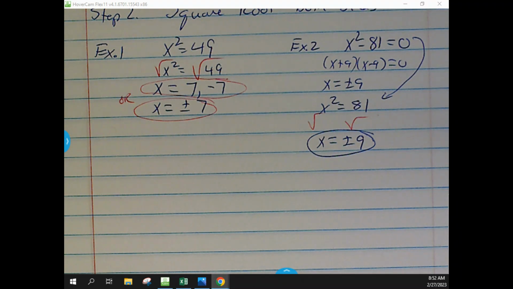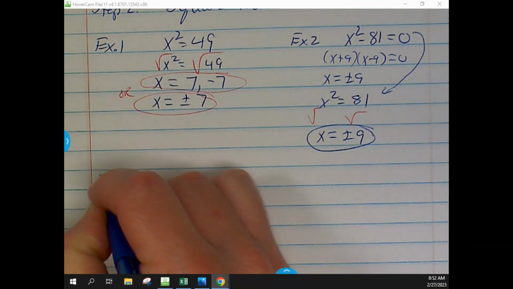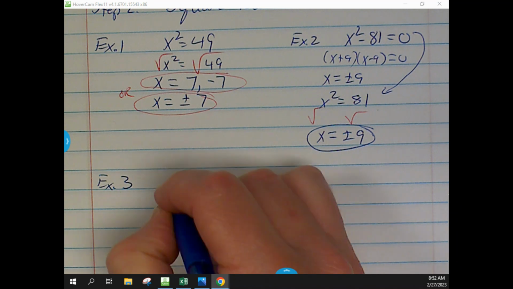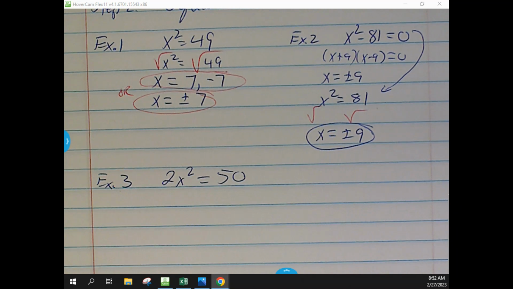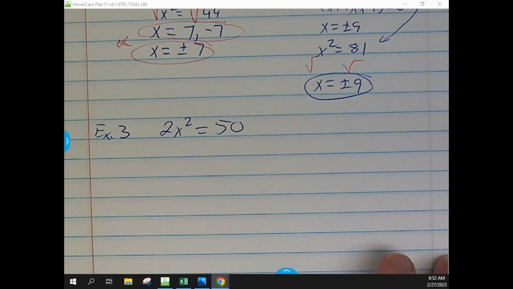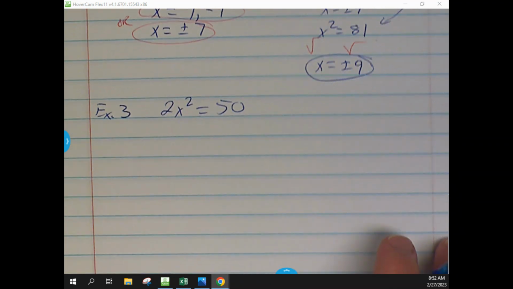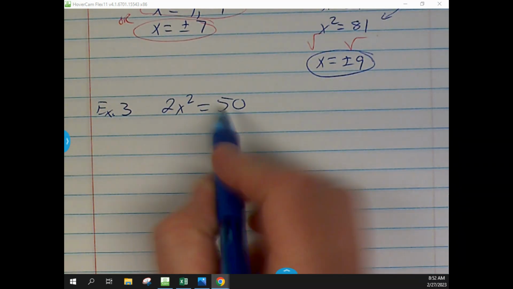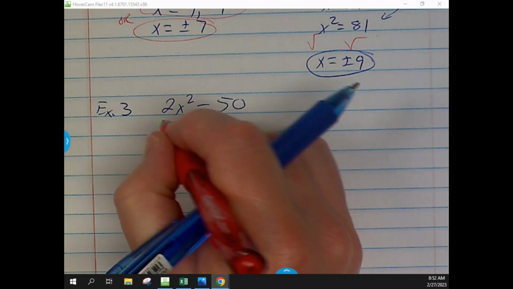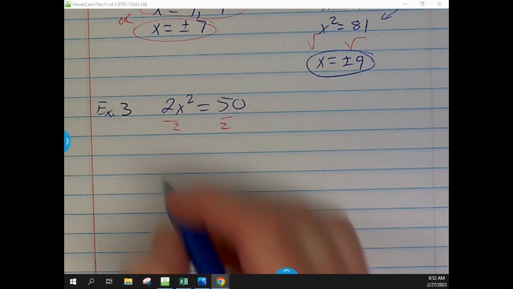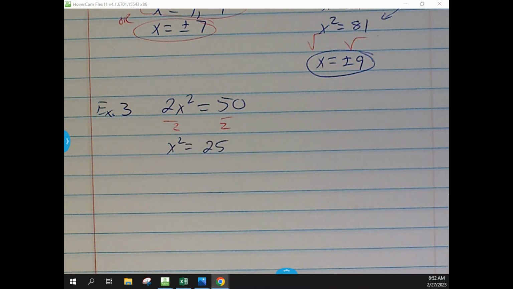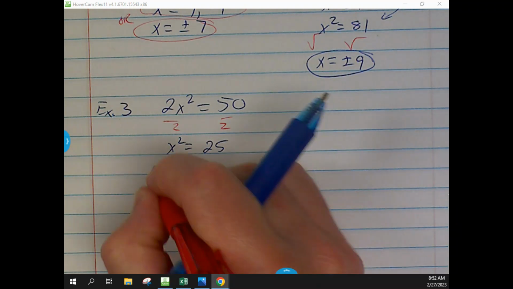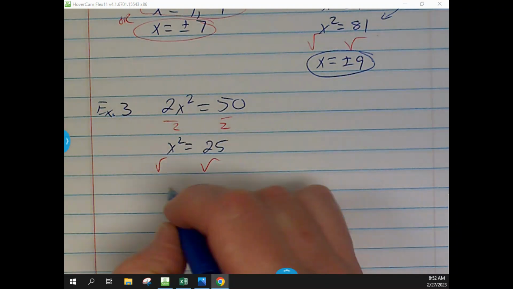All right, now where it becomes a little bit more obvious, where it comes in a little bit more handy, is when you have some that's more like this. If you've got 2x squared equals 50. In that case, if you're going to get the x squared by itself, very first thing you would do is divide both sides by 2. So you got x squared equal to 25. And then hopefully once you're there, you realize, okay, if I square root both sides, then I'm just going to get plus or minus 5.